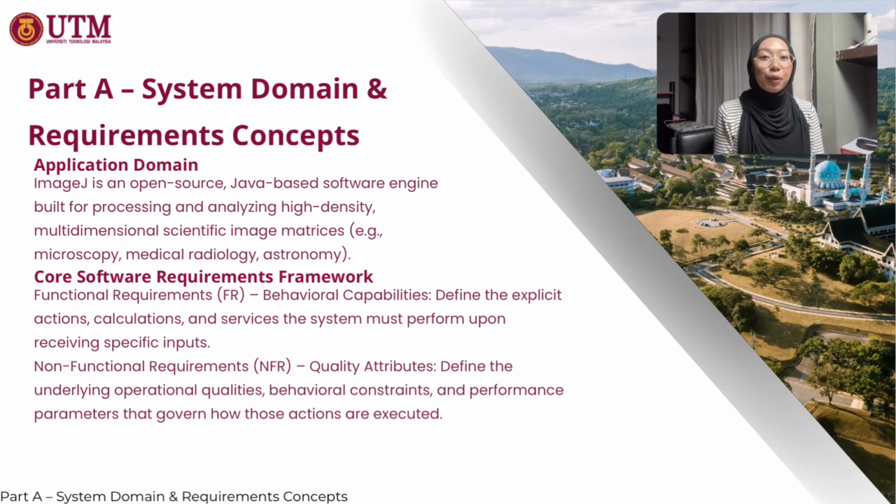To understand our domain, ImageJ is built specifically to process complex scientific image datasets. In software engineering, we categorize its traits into functional and non-functional requirements. Functional requirements are the explicit actions that a system must perform, such as applying filters or calculating values.